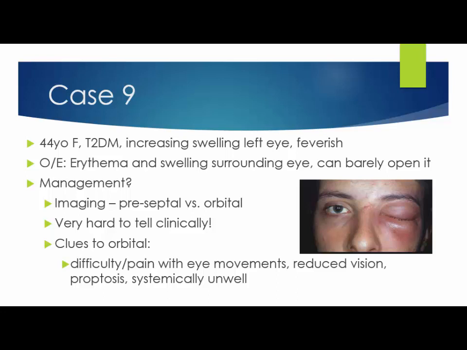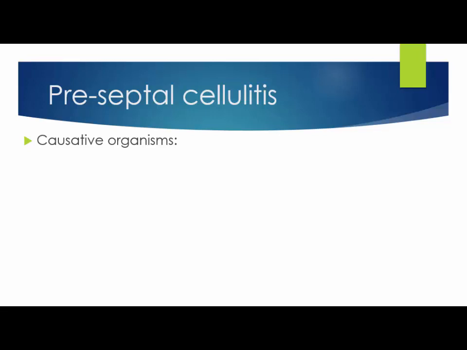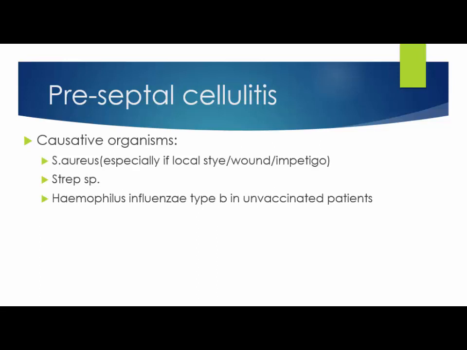Clues to orbital would be actual pain with eye movements, reduced vision, or proptosis. If they get to the stage of proptosis, you're in massive trouble. And systemically unwell. So you can't really tell, and err on the side of caution with these people because it's their eye. You don't want to risk their sight. So preseptal cellulitis, so the periorbital, more superficial cellulitis, is your common staphs and streps. Especially if they've started off with a sty in their eye, or if they've had a bit of impetigo on their face or something, that's going to be more common. And it's just cellulitis around their eye.